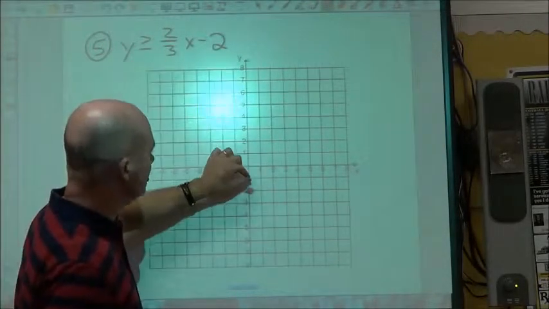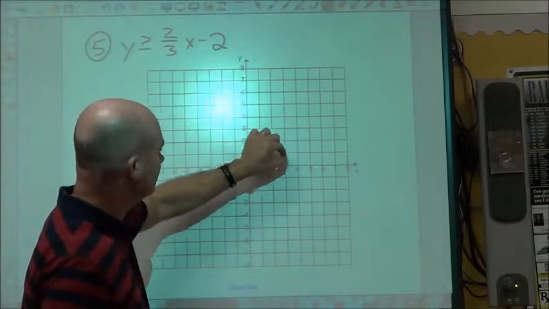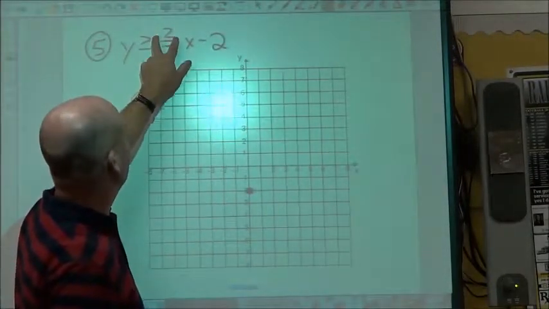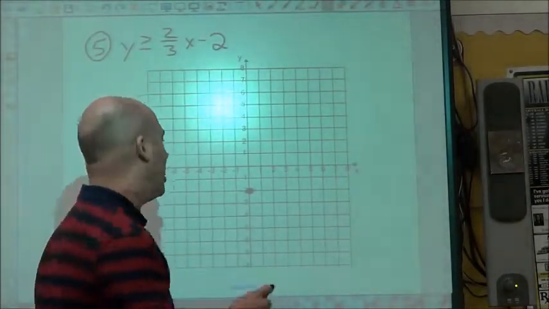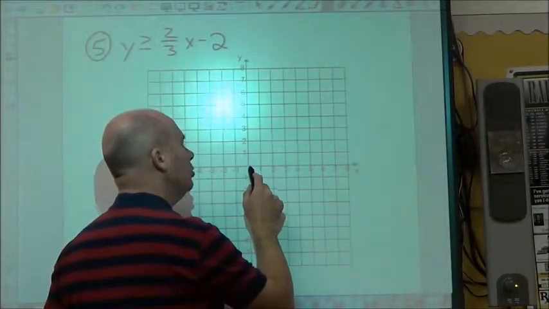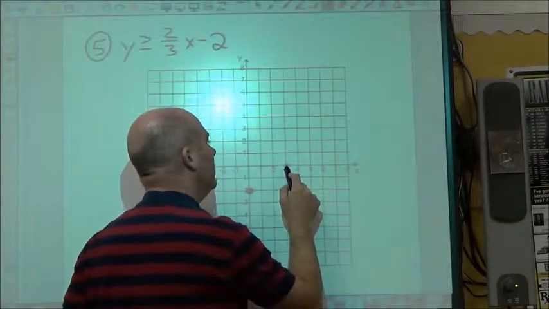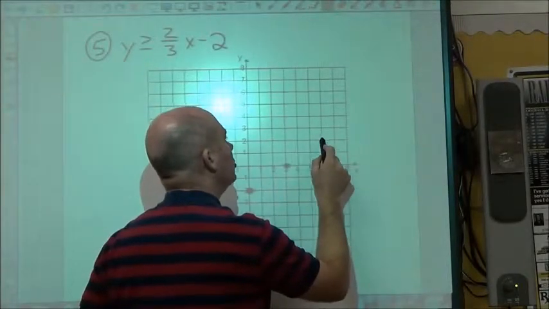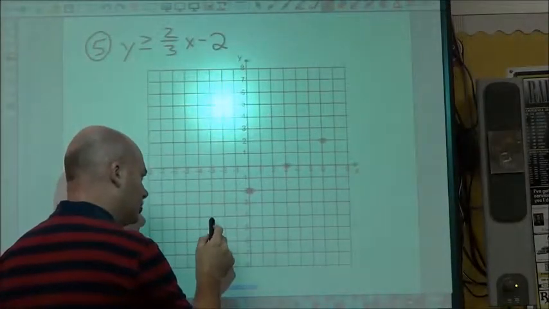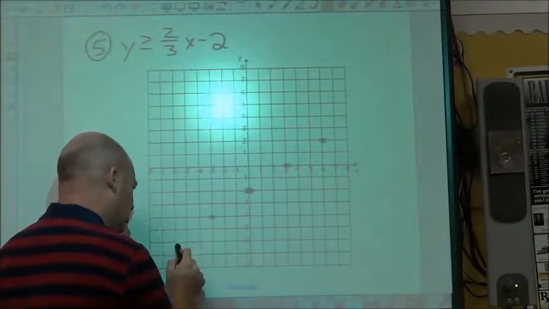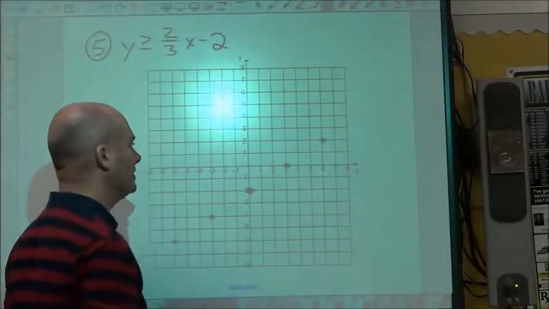That'd be the same as going up 2/3 over 1, up 2/3 over 1, up 2/3 over 1. It's easier to just go up 2 over 3. Now since it's a positive slope, we go up to the right. So I'm going to go up 1, 2, over 1, 2, 3. Up 1, 2, over 1, 2, 3. If I want, I could drop 2 over 3, drop 2, over 3. There we go. There are all our points there.